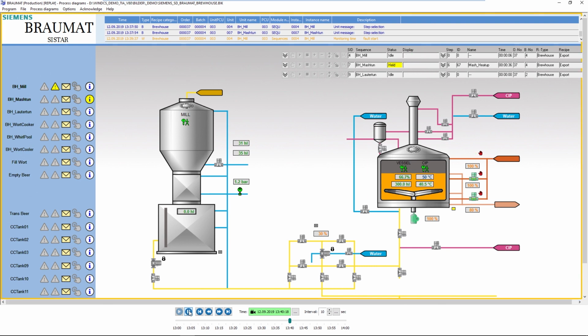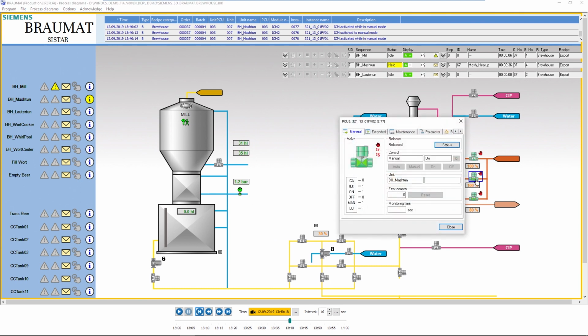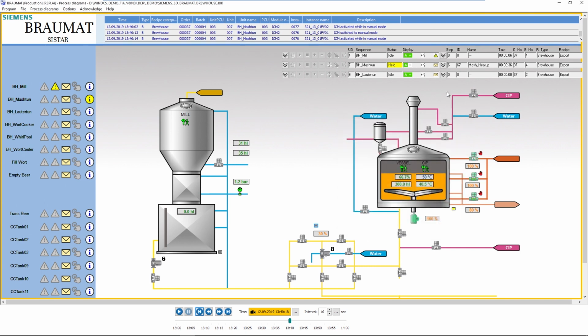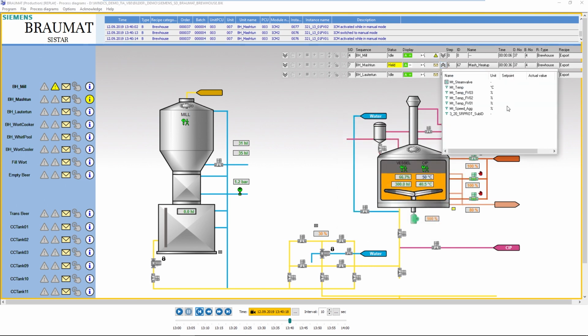Now you may have noticed that the unit was at hold. I can also stop this replay mode operation now and look at the status of all valves and motors in a frozen picture. But of course, I can also look at the set points and the current values at exactly this point in September 2019.